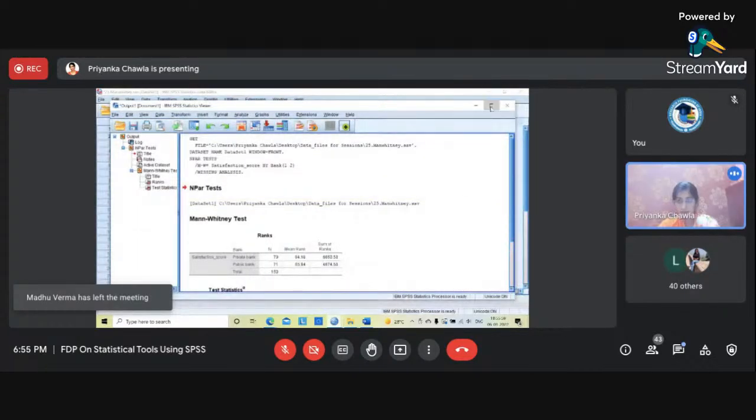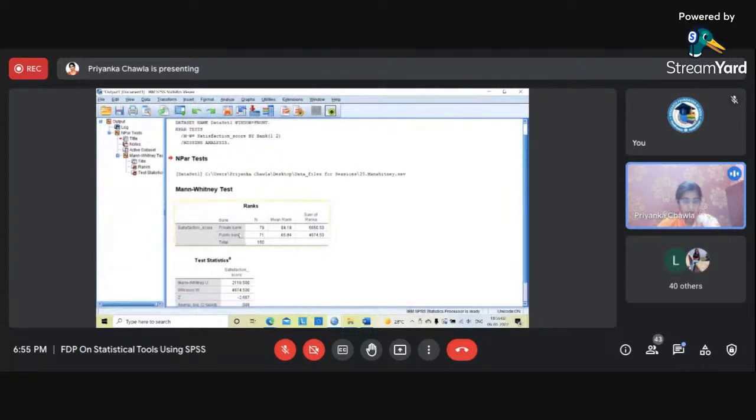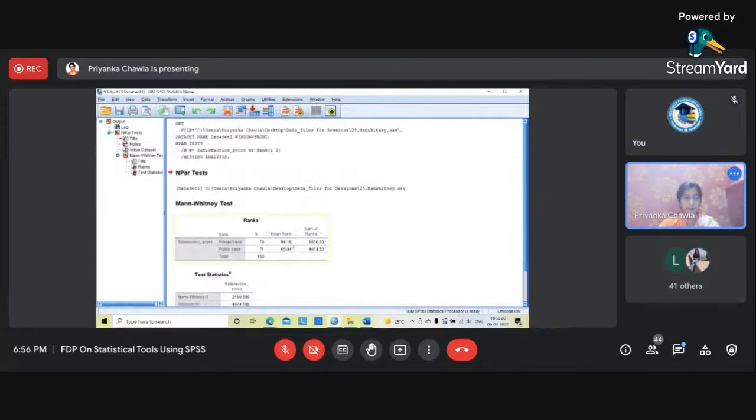So let us check the result. The output is generated. There are two types of banks. For satisfaction level, we can see that out of 150, 79 customers have a bank account in private and 71 customers have a bank account in public banks. Can you see this? Just a minute. This one, mean rank. Is the mean rank close to each other? No.